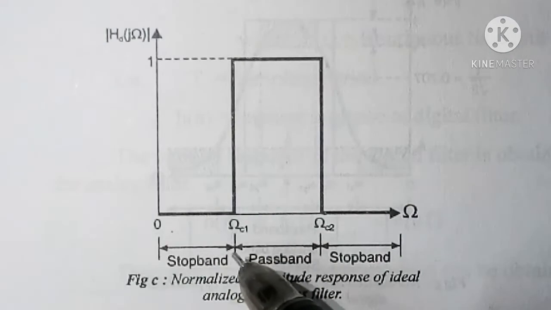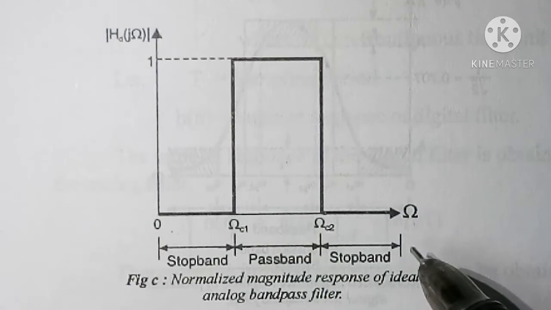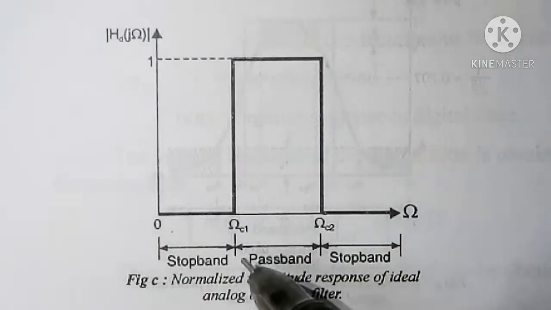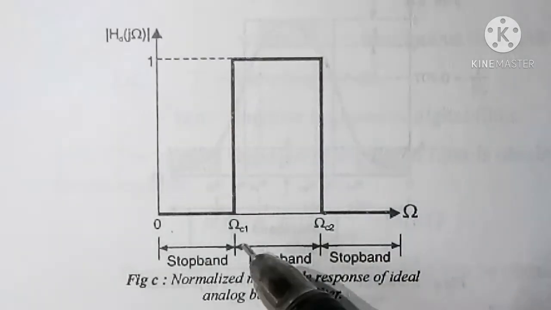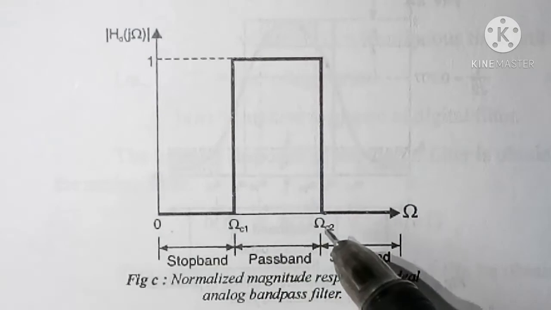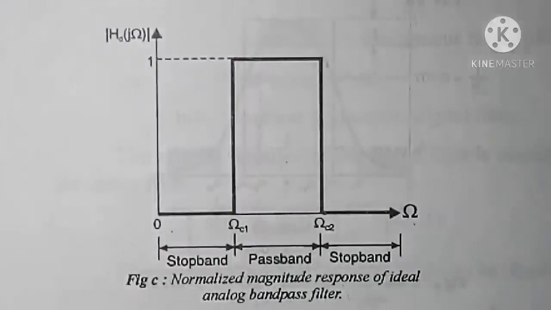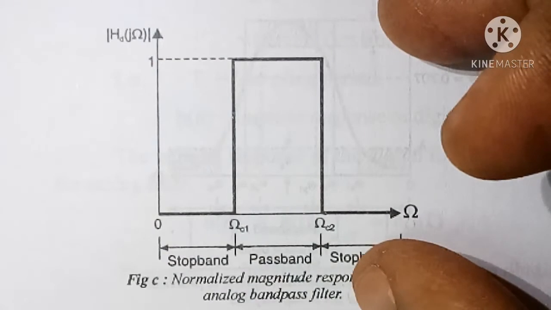The range of frequencies from 0 to omega c1 and omega c2 to infinity are called stop band, and the frequency range from omega c1 to omega c2, that is from lower cutoff frequency to upper cutoff frequency, is called passband. Again, like in case of low pass filter and in case of high pass filter, here also the practical filter will not be having such characteristic exactly.